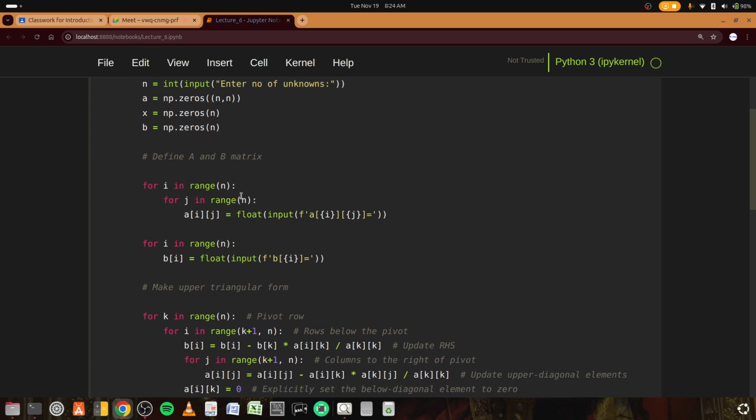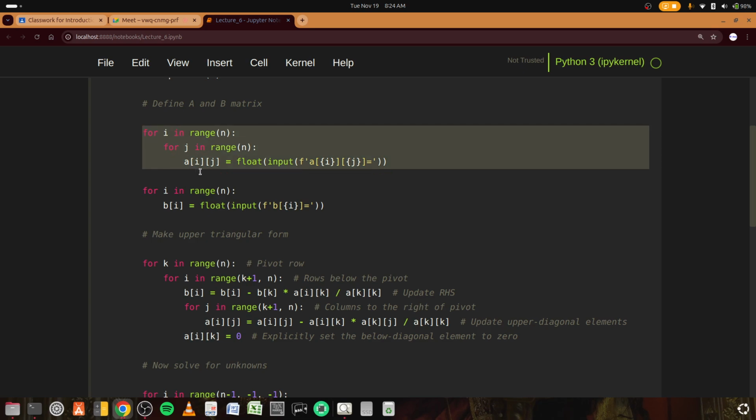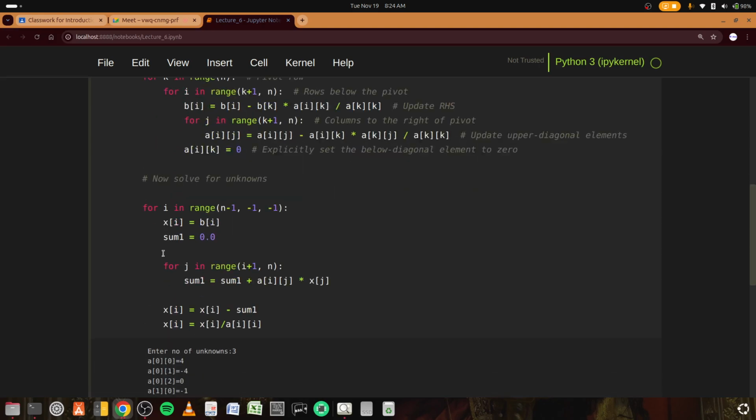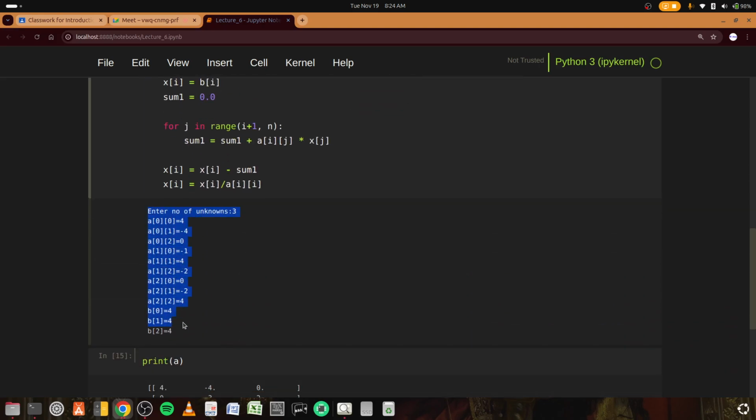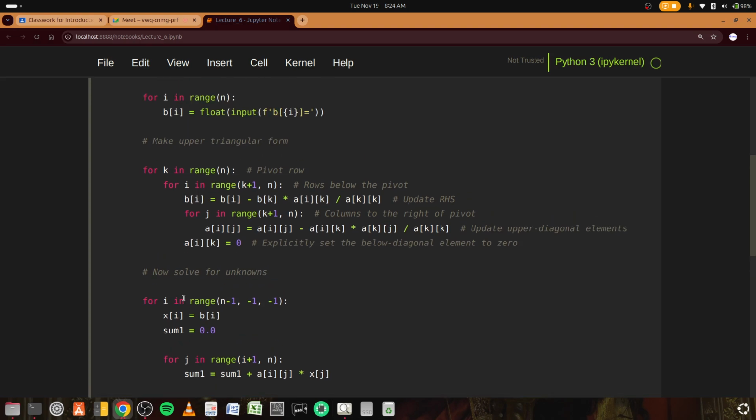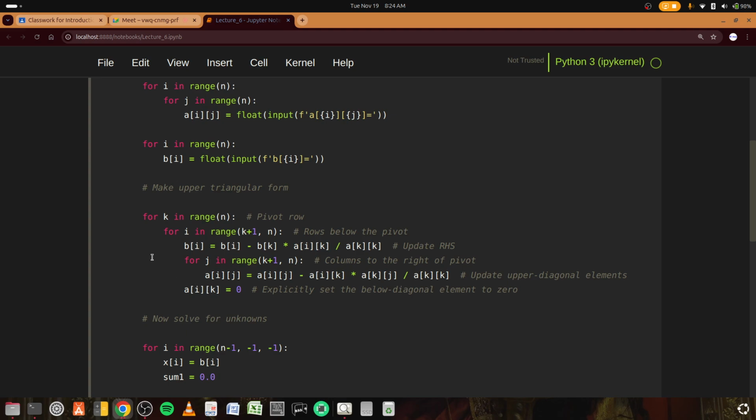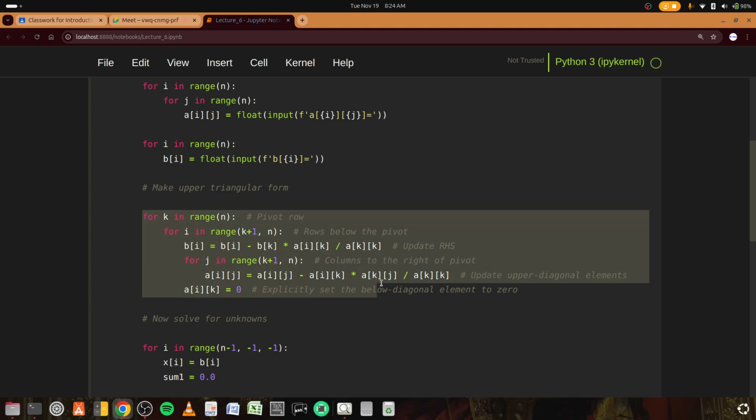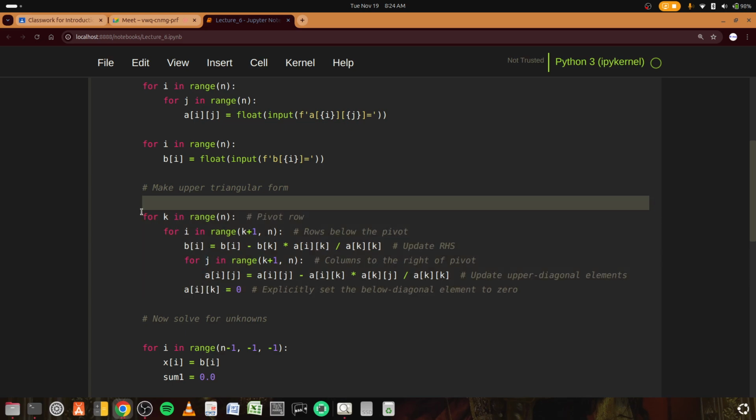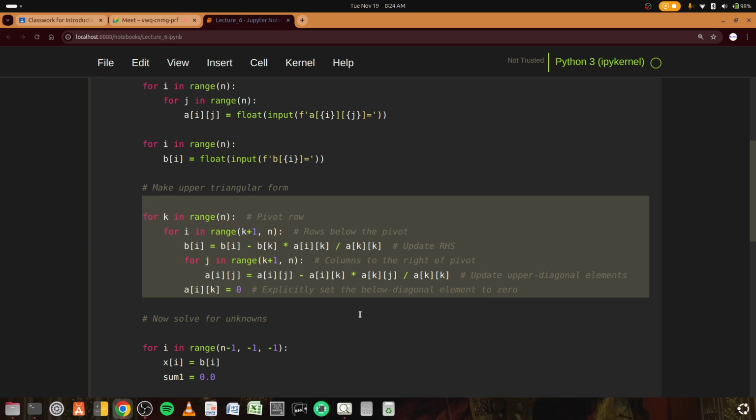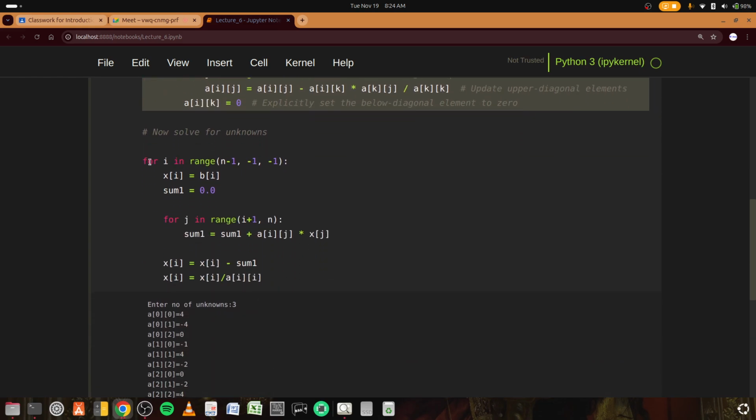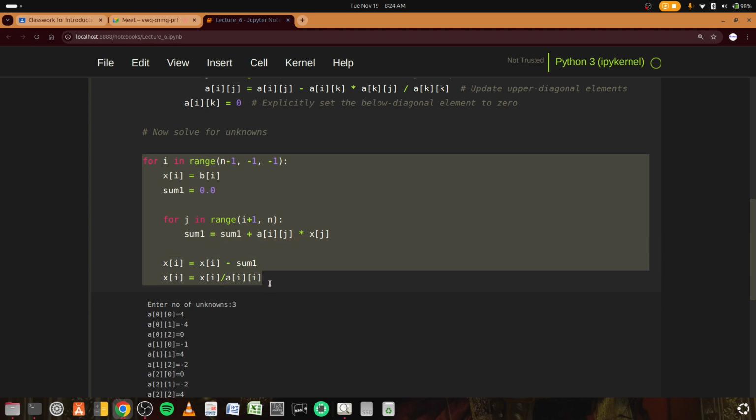Okay. So here I have given the input for the A and B matrix, right? So this A and B matrix are inputted here. Now let's make the upper triangular form. This is the forward elimination part. This code block here is executing the forward elimination, and this second code block here is executing the back substitution.